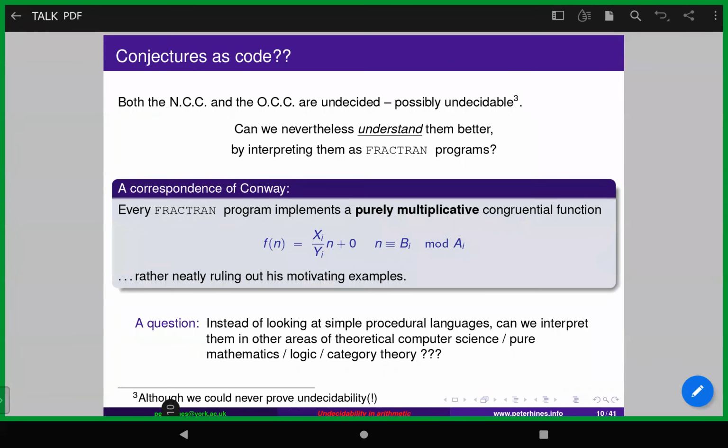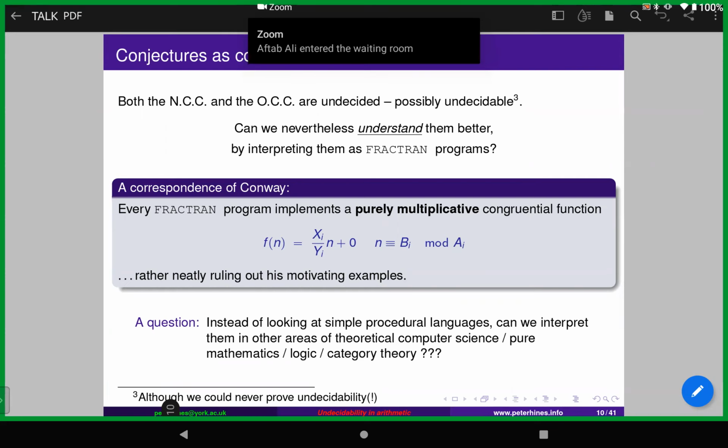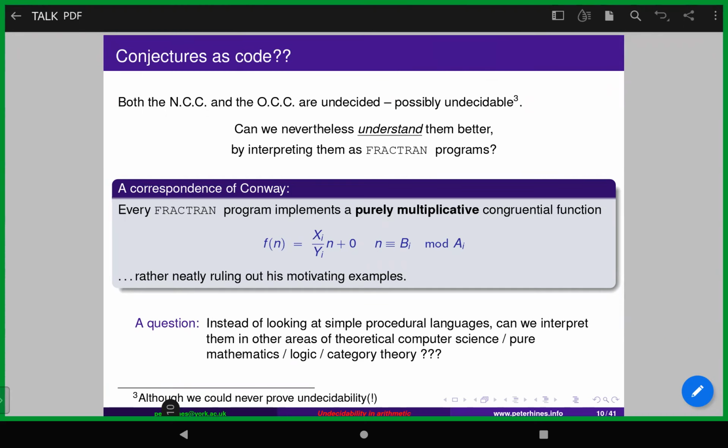What I am talking about is we've got these two conjectures, Collatz's notorious problem and the original Collatz conjecture, which is also a fascinating thing. We might not be able to prove or disprove them. We certainly couldn't prove them to be undecidable, simply because a proof of undecidability would be a proof that no counterexample existed. So the question is, can we understand them better, simply by interpreting them as Fortran programs or similar? Unfortunately, no, we can't, because Fortran programs do implement congruential functions, but congruential functions of a very special form. Congruential functions whose additive part is 0.